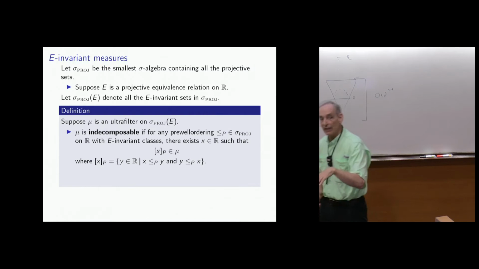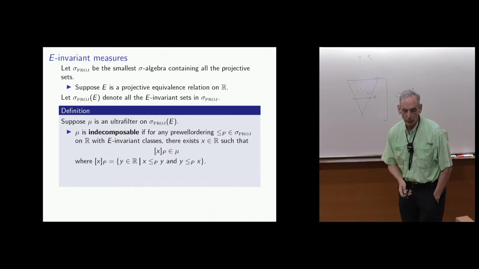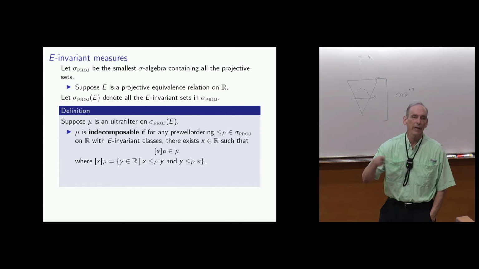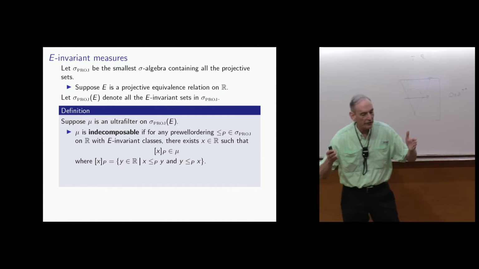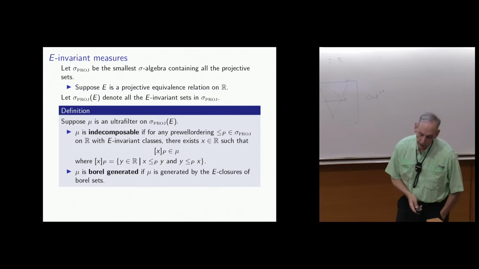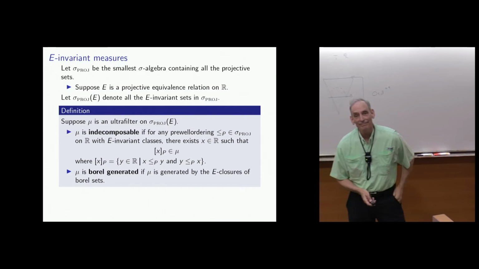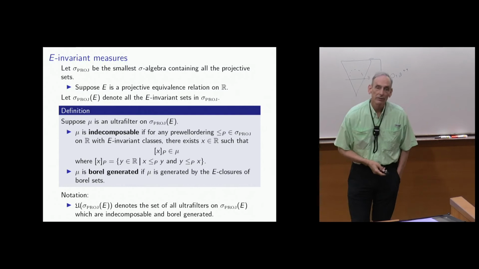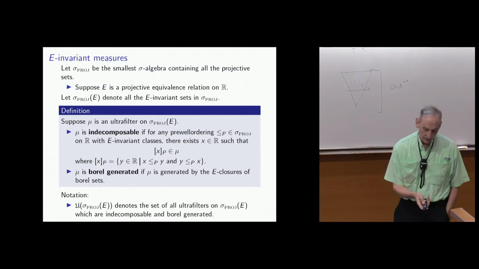We'll say it's indecomposable if for every projective prewellordering with E-invariant classes, the measure has to pick a component, has to be principal there. Okay, so this is factoring out the measures on ordinals. I don't want to look at measures on ordinals. So you can't use this measure or this ultrafilter to generate an ultrafilter on ordinals. But let's make it simple. We'll say μ is Borel generated if μ is generated by the E closure of Borel sets. Okay? So we'll let U-Σ-projective-E denote all such ultrafilters. There's no definability condition here. It's just, notice that the indecomposability condition shows that μ has to be countably complete because I use the σ-algebra.